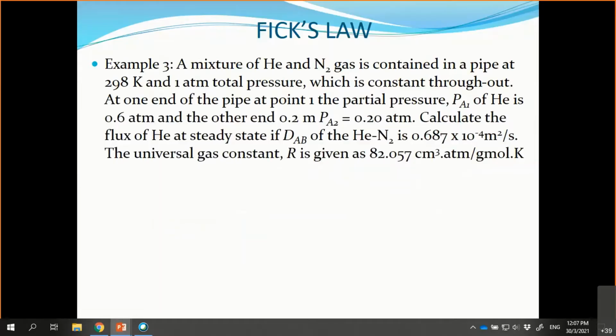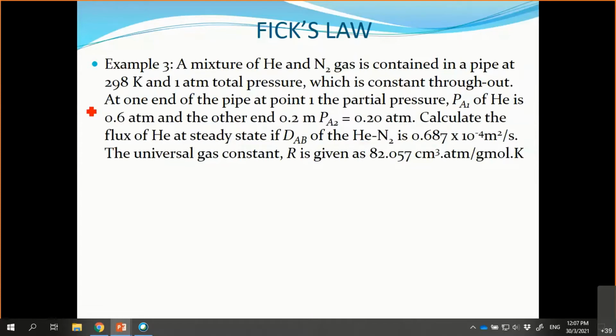So today we're going to be looking at an example of how we actually use Fick's law. In this example, the question is saying that we have a mixture of helium and nitrogen gas contained in a pipe at 298 Kelvin and 1 atm total pressure, which is constant throughout.